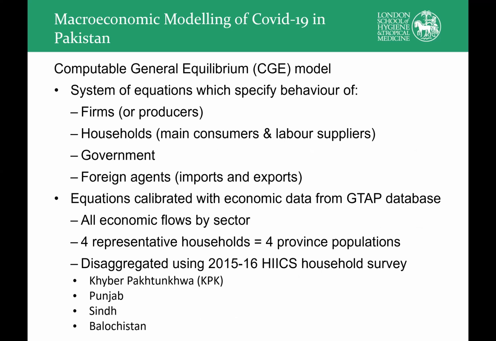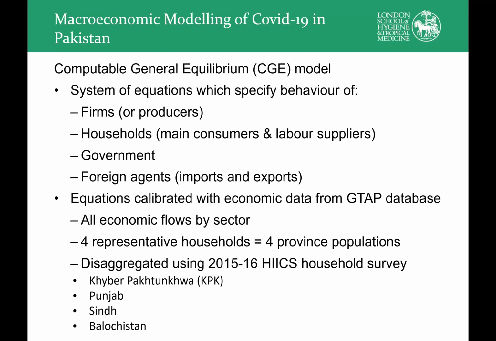So we have the firms who take the labor, capital and land together with intermediate goods, and they combine those to produce goods and maximize their profits. And we specify that in our equations. The households, they're the main consumers, they supply labor to the economy, and we specify their behavior, the behavior of government that collects taxes, redistributes as benefits, and foreign agents as well.